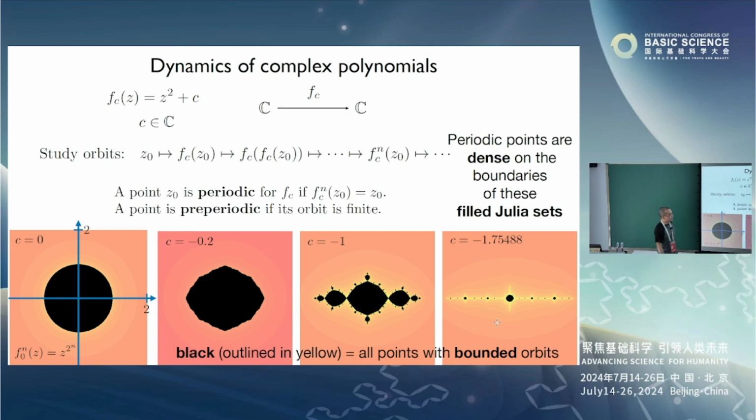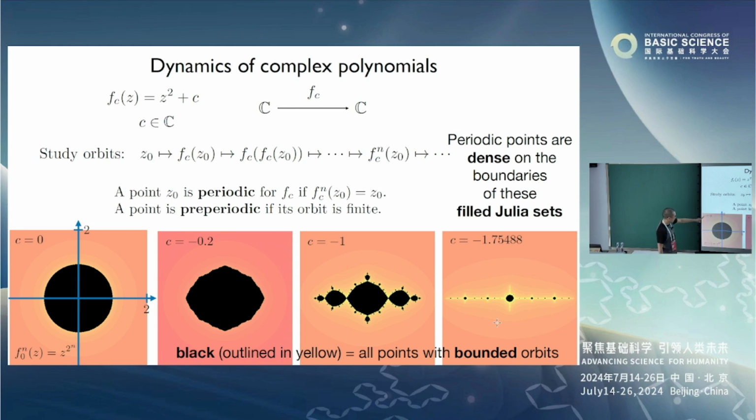So the thing is that the periodic points are dense on the boundary of the filled Julia set. What is the filled Julia set? The filled Julia set is the set of points where the orbit of the dynamics does not go to infinity. Under iteration, the orbit won't go to infinity. And the boundary of the filled Julia set is the Julia set. And the fact is that all the periodic points are dense on the Julia set, which is the boundary of the filled Julia set. So you will have a dense set of periodic points here.